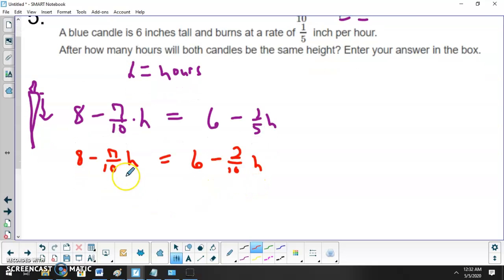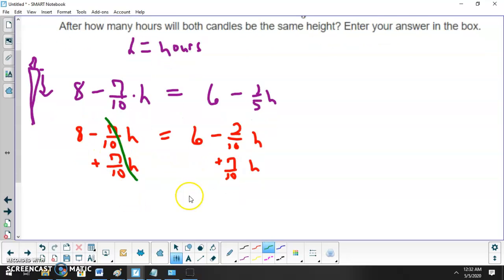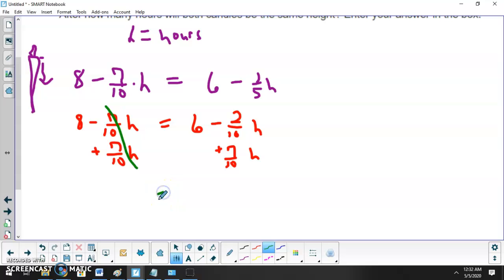All right, so you could decide which way you want to do it, but to avoid a negative, to make one less negative in the problem, I am going to add 7/10, because then I would have more positives over on this right side, okay? So I have negative 2/10 h plus 7/10 h. That will cancel out my variable term on the left. All right, so what is negative 2/10 h plus 7/10 h? Oh, okay, it's 5/10 h. 7 minus 2 is 5. So you're subtracting because the signs are different.